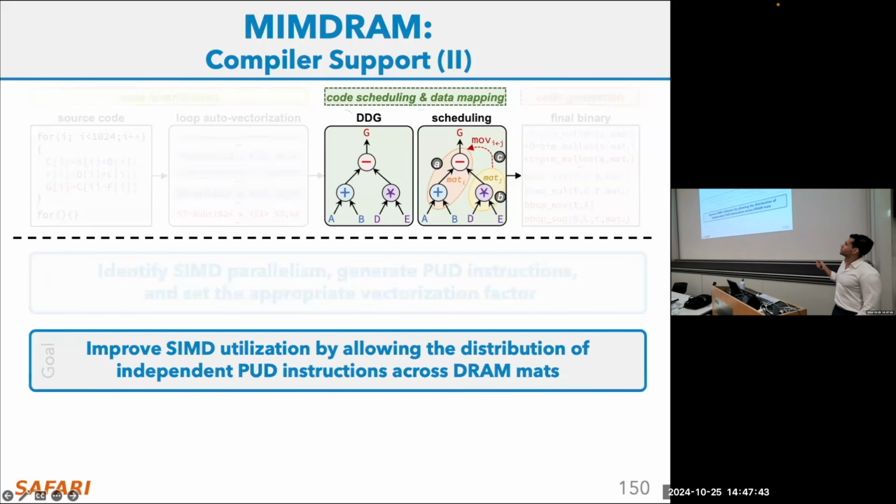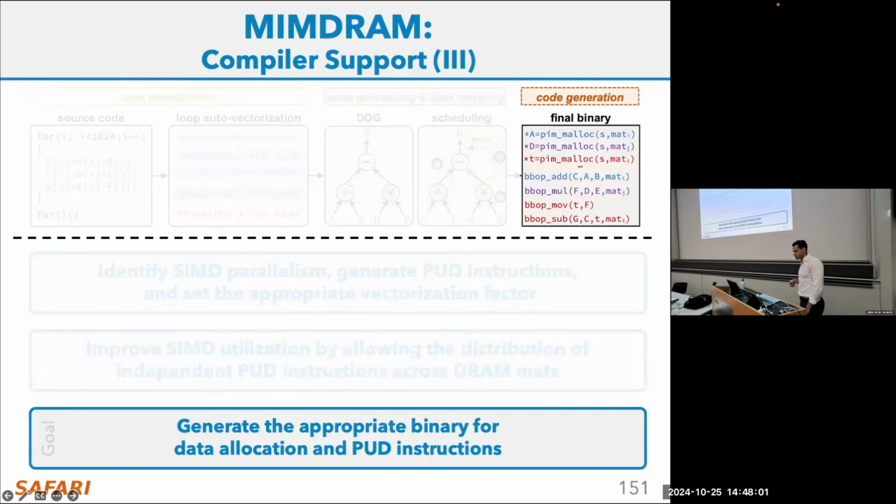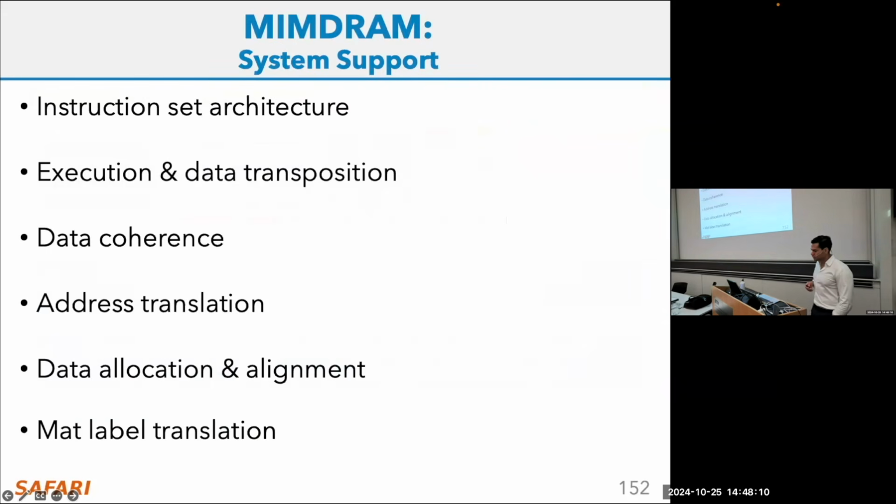And also I need to identify that since I execute this instruction in one MAT, in this other one in the other one, and I have this one that depends on both of them, I need to move the data from this MAT here to another MAT. So we also include these data movement instructions that use those interconnects during the computation. And finally, the third pass is just generating the binary code and triggering those bbop instructions for the computation.